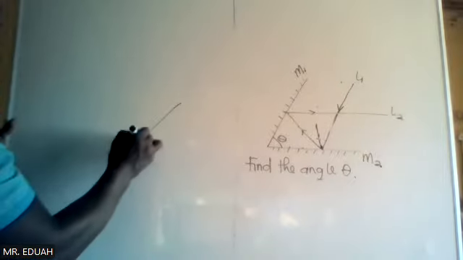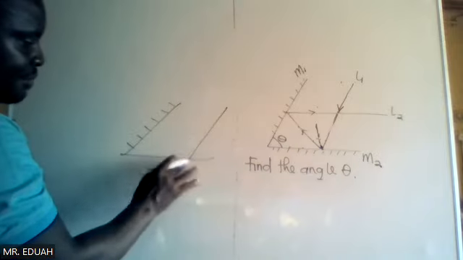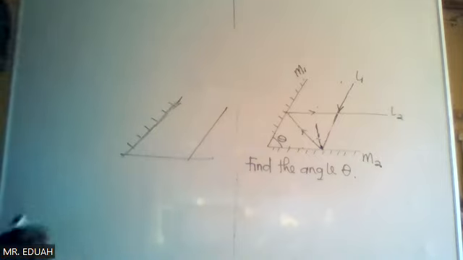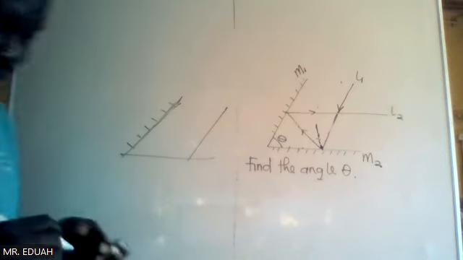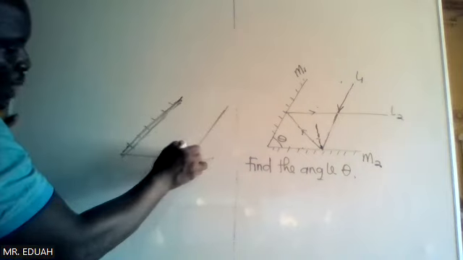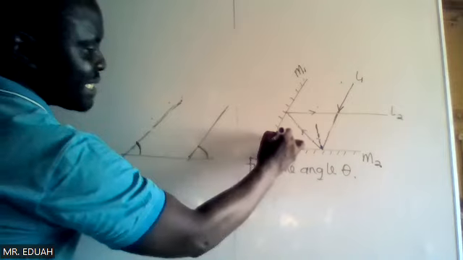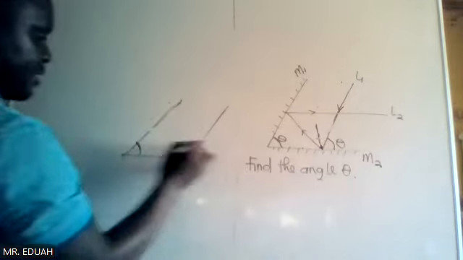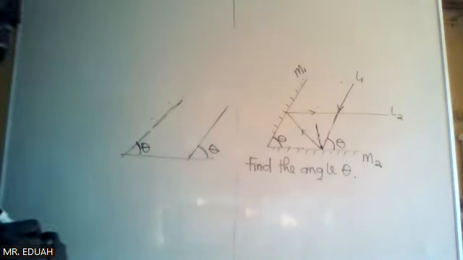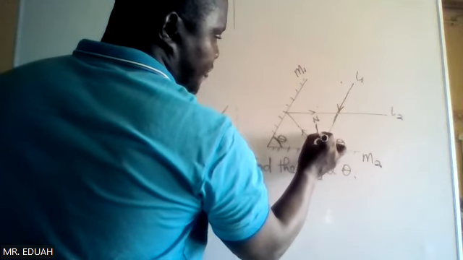But the first thing to look at is that mirror 1 and the ray 1 are parallel. And if two lines are parallel, it means they have the same slope or gradient. So once mirror 1 is parallel to light 1, the slope, which is this, must be the same. So once this is theta, this must also be theta. So if this is theta, this is also theta.